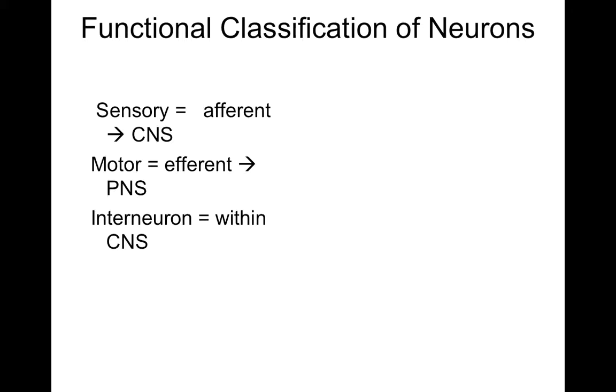Functional classification of neurons. Sensory neurons are also called afferent, and they send signals to the CNS. Motor neurons are also called efferent, and they send signals to the PNS, so from the CNS. And then the interneurons are how signals are transferred within the central nervous system. Interneurons carry signals from one neuron to another.